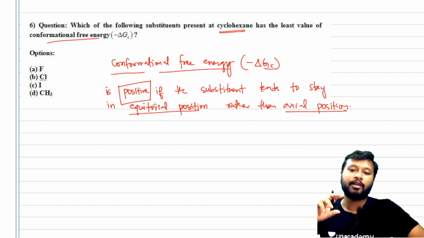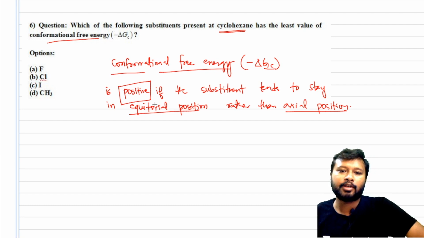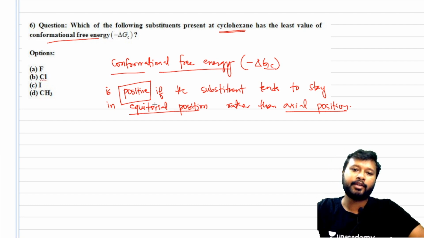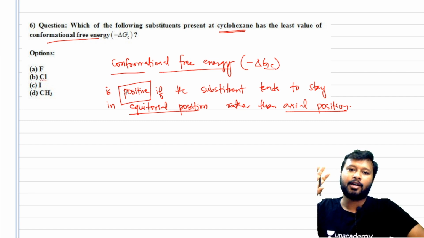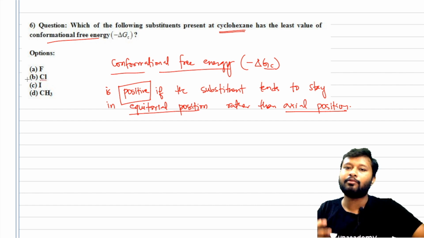So a substituent which will try to stay in the equatorial position will give a higher conformational free energy value, or higher delta GC value, because it's already negative. You just have to understand that if you have a substituent which tends to remain in the equatorial position, it will give a higher conformational free energy value. Now among these options, you already know the bulkier one will tend to remain in the equatorial position, and that's why it will give a higher conformational free energy.